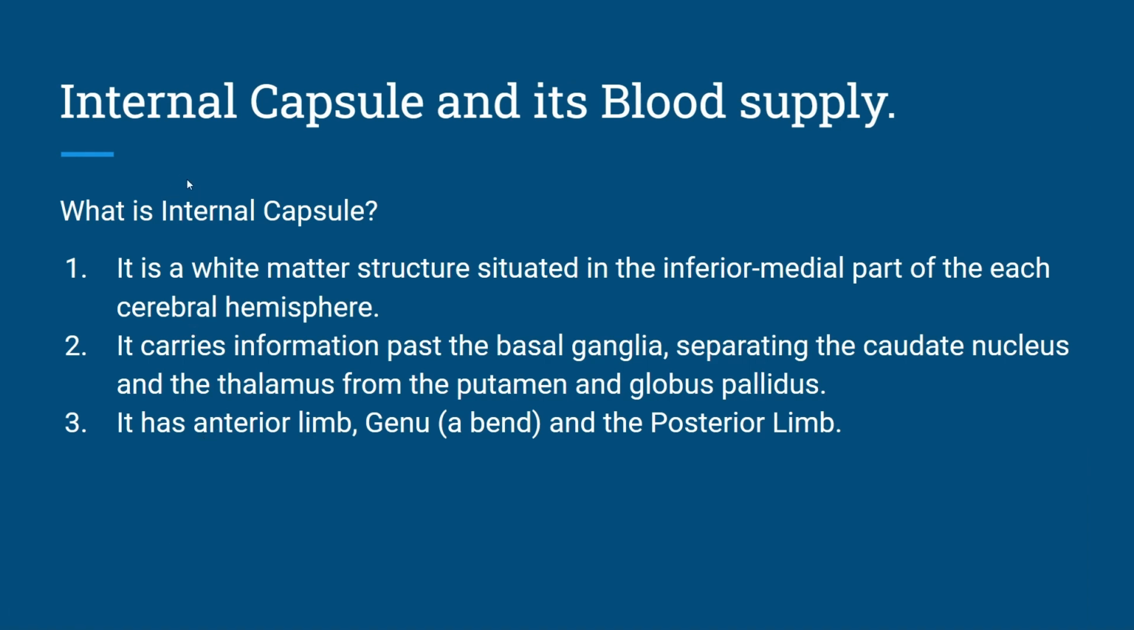So let's see the internal capsule and its blood supply. First of all, we're going to have to establish what the internal capsule is. The internal capsule is a white matter structure which is situated in the inferior medial part of each cerebral hemisphere, and it carries information past the basal ganglia, separating the caudate nucleus and the thalamus from the putamen and the globus pallidus. And it has three portions: the anterior limb, the genu, which is a bend, and the posterior limb.